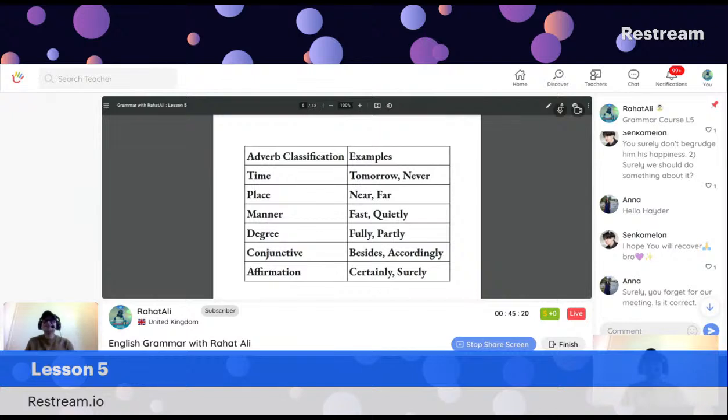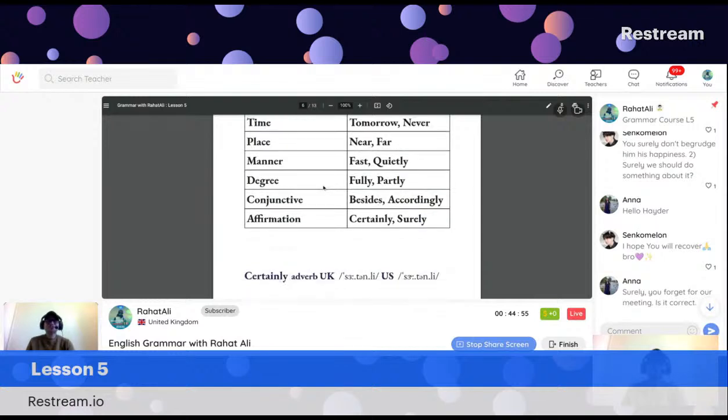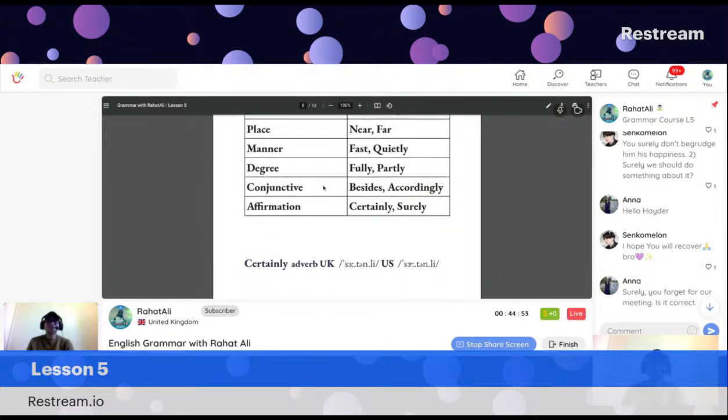Surely, for example, Haider will recover soon. Another good, practical example that you're affirming. As I said, surely has another special use, that is surprise. Surely, don't believe me anymore. This is like a surprise you're asking, okay? So that's great. Certainly, remember, certainly.